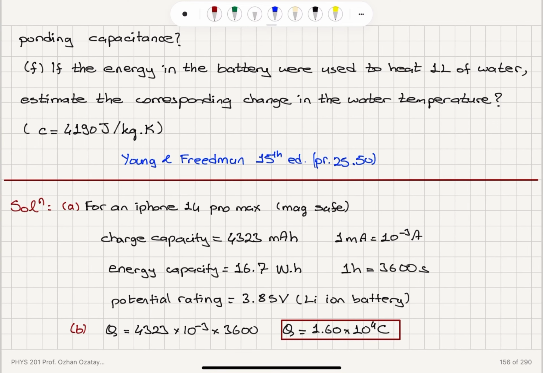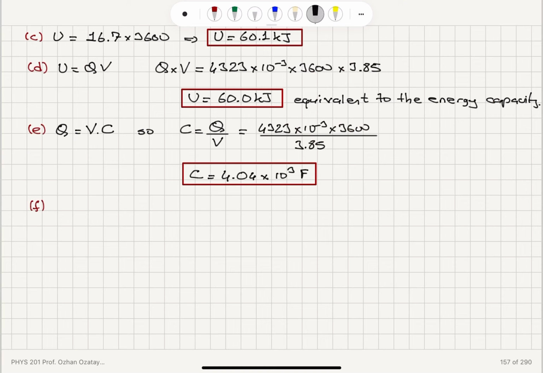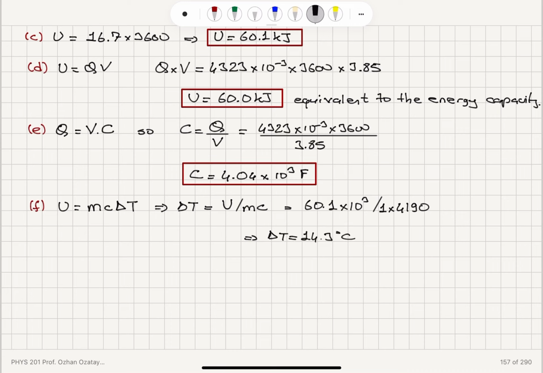Part F. If this energy in the battery is used to heat 1 liter of water, estimate the corresponding change in water temperature. Okay, so this energy, U, is applied to 1 liter of water. So there is no phase change, so the amount of heat we transfer is mc delta T, which means delta T, change in temperature, is the energy we supply divided by the heat capacity, which is the mass multiplied by the specific heat. Okay, so we have 60.1 kilojoules, 10 to 3 joules, being applied to 1 kilogram of water, specific heat 4190. This gives us a change in temperature of 14.3 degrees Celsius. So it would increase the temperature by 14.3 degrees Celsius.